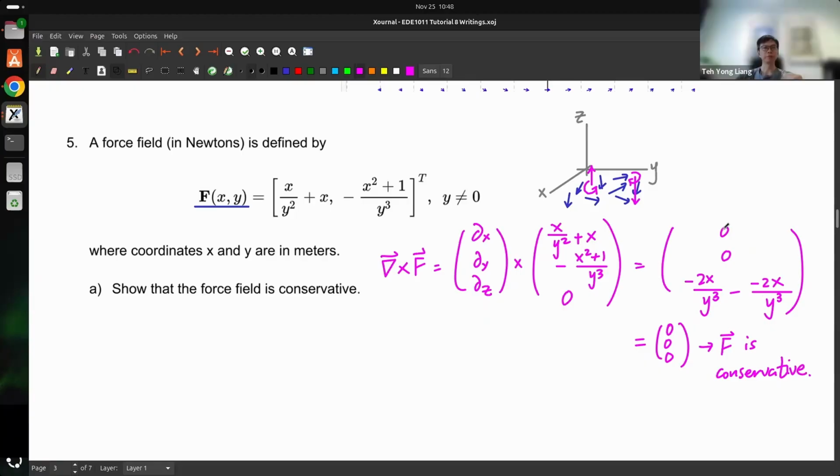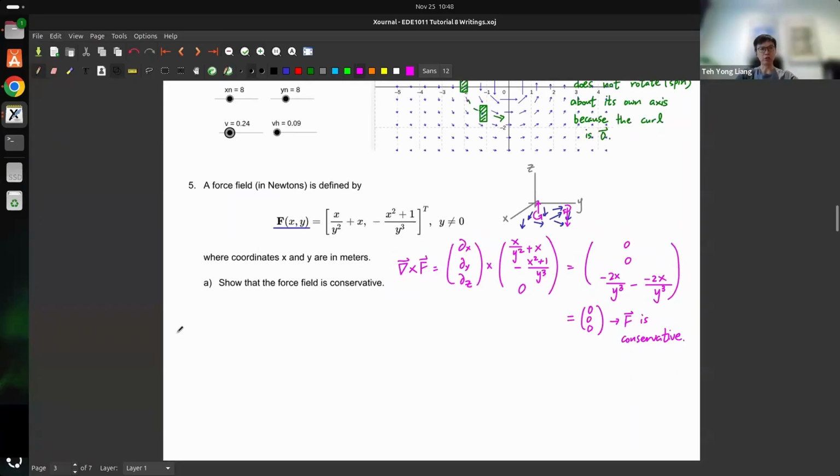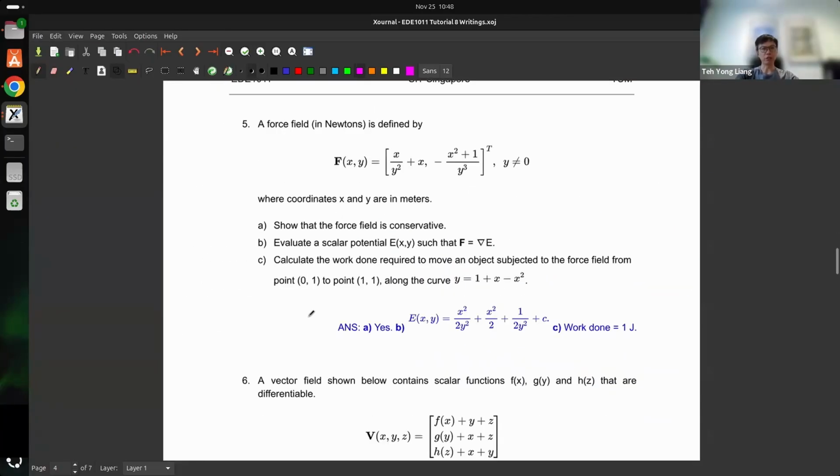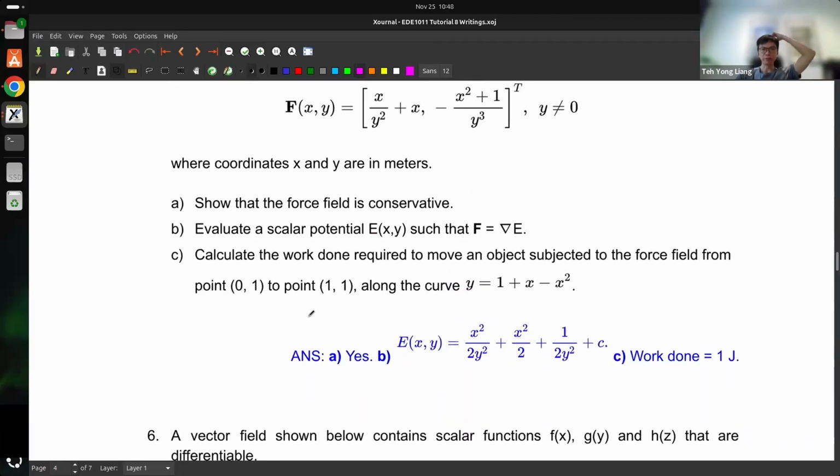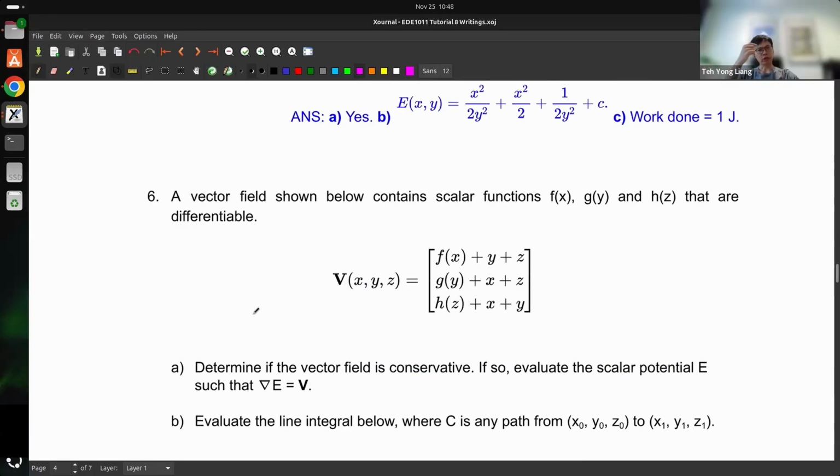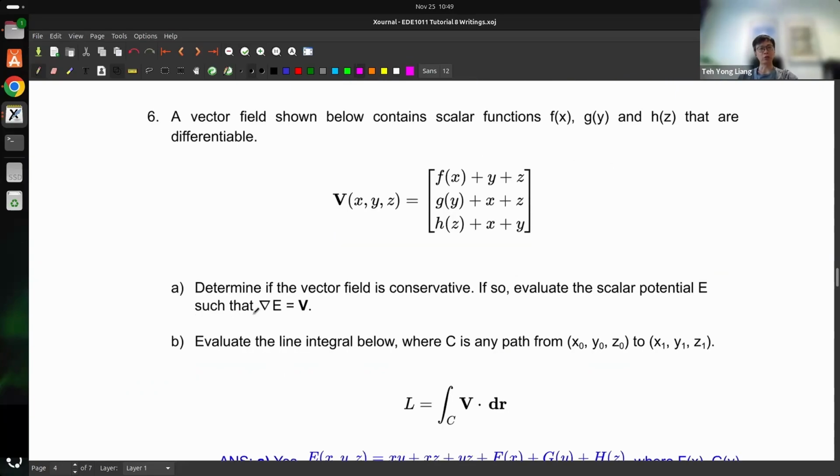Okay, yeah, so this is 5A. So I don't need to do the rest, the scalar potential thing and the work done thing. Okay, so this is done. And this one you DIY. Okay, then question 6 is also the same kind of question. Do I need to do? Actually, no need, right? Question 6.